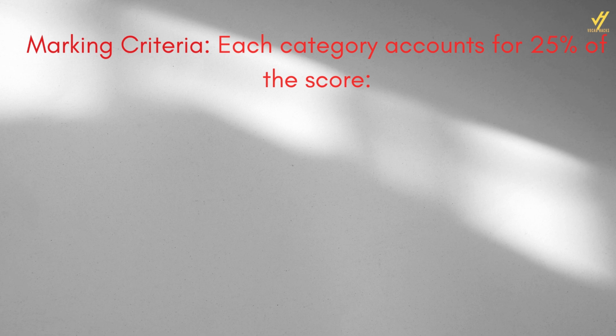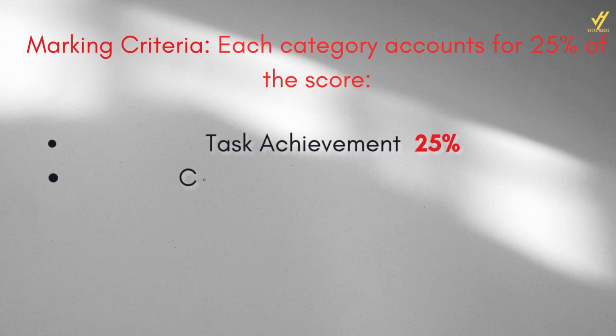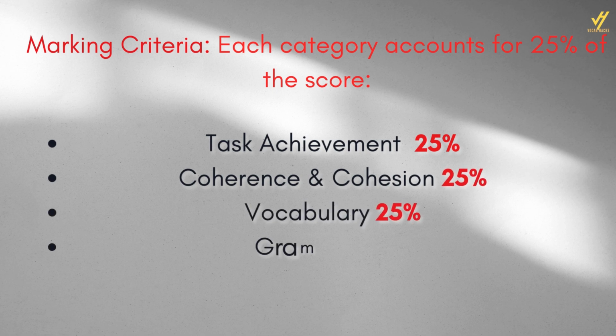Marking criteria: each category accounts for 25% of the score. Task achievement 25%. Coherence and cohesion 25%. Vocabulary 25%. And grammar 25%. 6 key points of Writing Task 1 Introduction.